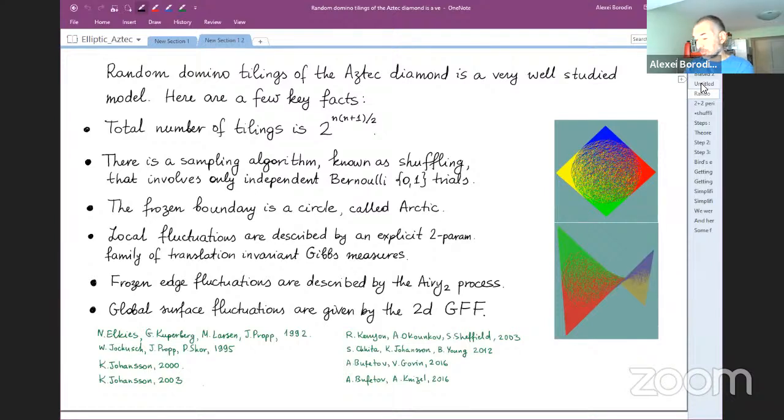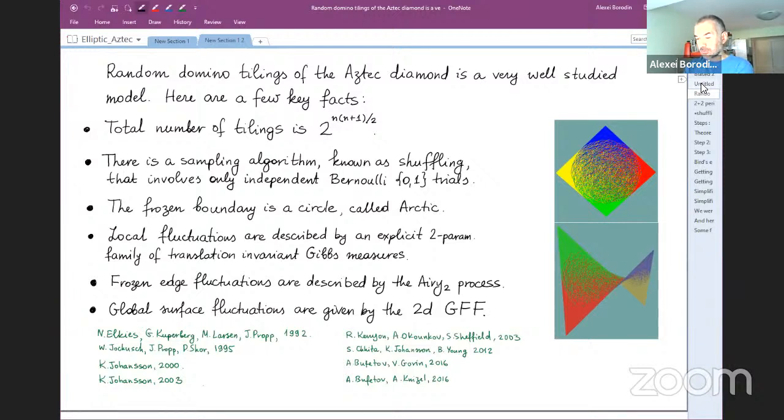Then if you go into the region and you observe something on the lattice that is translation invariant, this is known as the translation invariant Gibbs measures. There is a two-parameter family of those, and people know how to describe them.